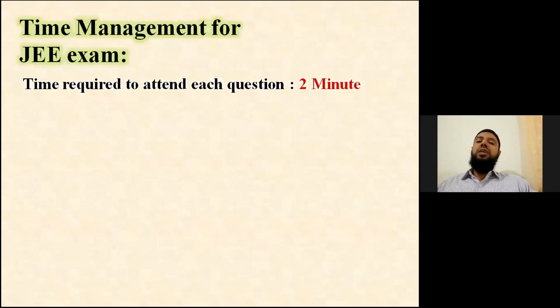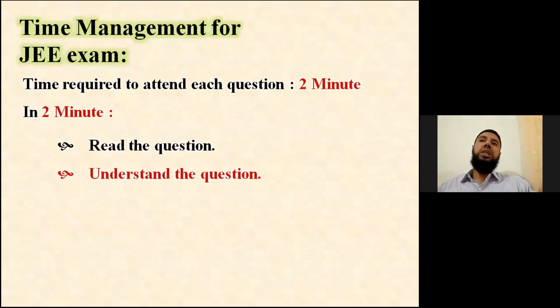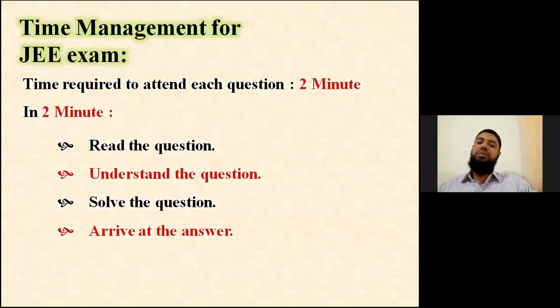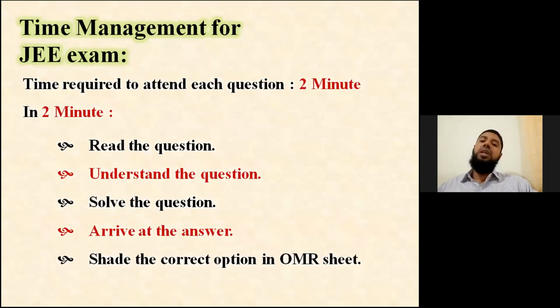As we know, as you have just estimated, for each question it will be around 2 minutes, but we are not going to allow for all the 2 minutes. In 2 minutes, you have to read the question, understand the question, and solve the question. To solve the question demands the time. How to solve the question? It is the part which demands the time to solve it. Then we have to shade, quite obviously.